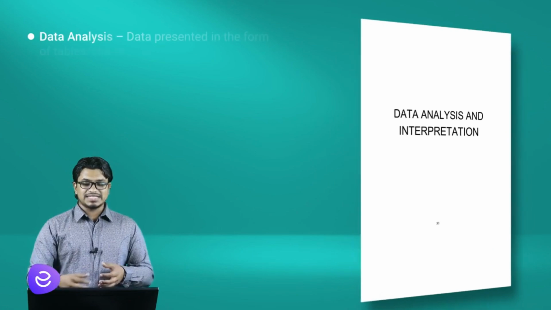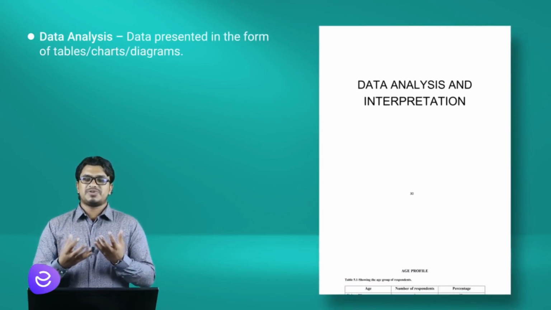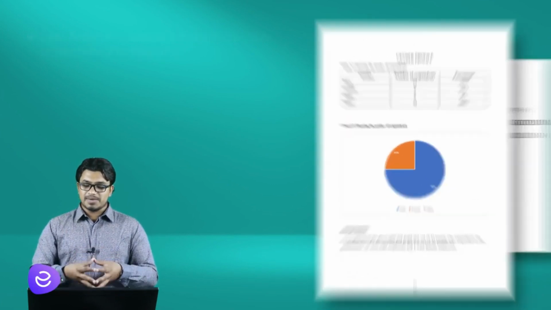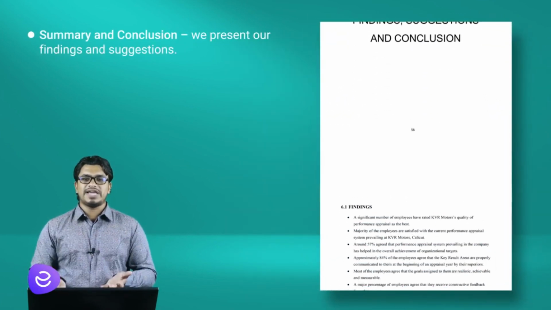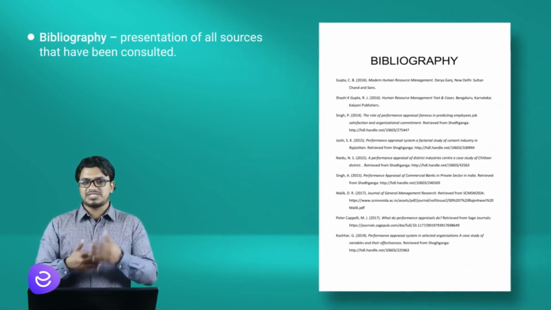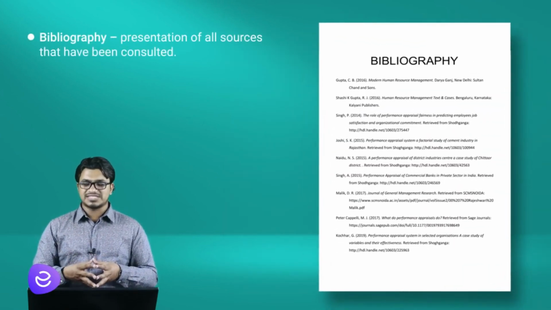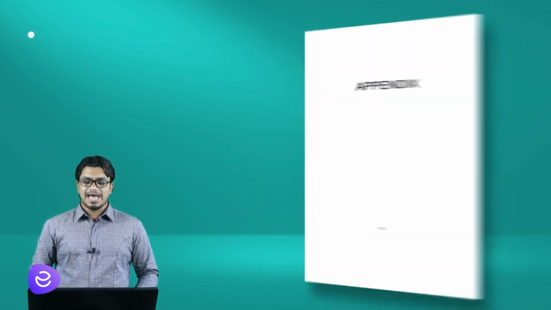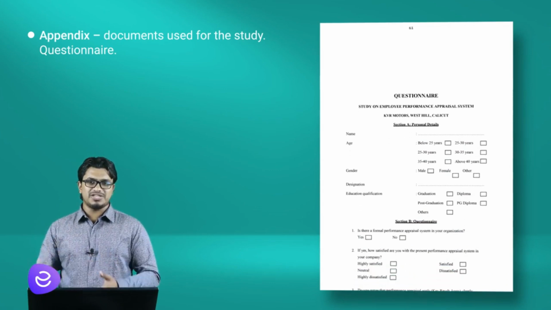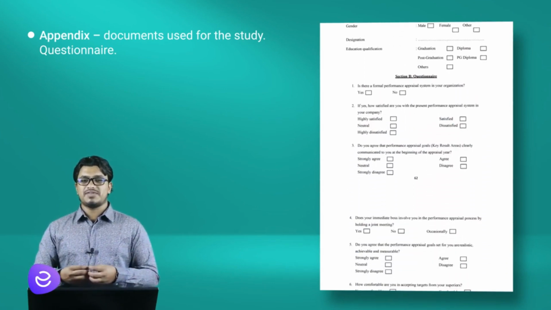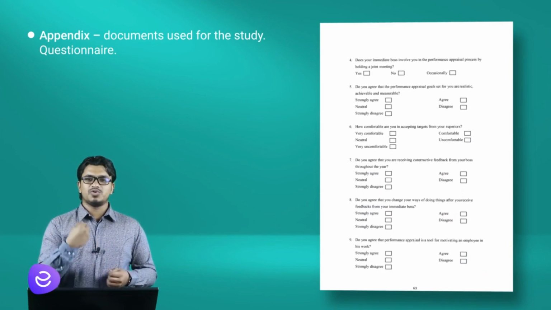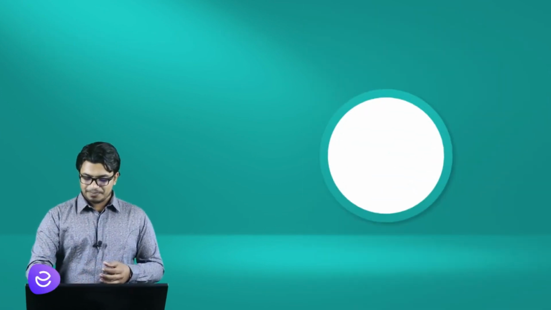Then the data analysis means the data is presented in the form of tables or charts or diagrams. Then we have the summary and conclusion, where we present our findings and give suggestions. Then at last we have the bibliography, which is the presentation of all the sources that have been consulted. And at last we have the appendix. It means the documents that we have used for the study, maybe some balance sheet or definitely the questionnaire that we have used. So these are the guidelines or format that we have to use while presenting a thesis.